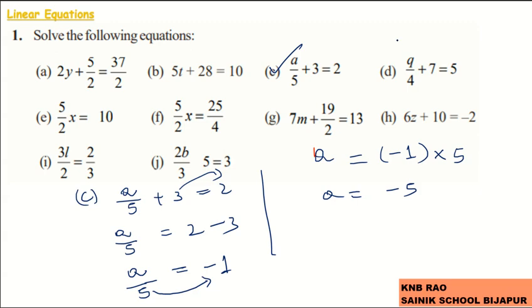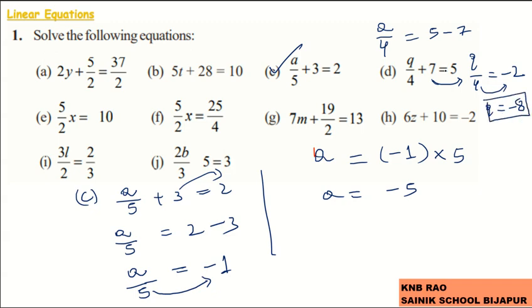Students, similarly you can solve this question D also, where q by 4 equals 5 minus 7. On transposing 7 it will be q by 4 equals minus 2, because 5 minus 7 is minus 2. Now on transposing 4, it becomes q equals minus 2 into 4, which gives minus 8.